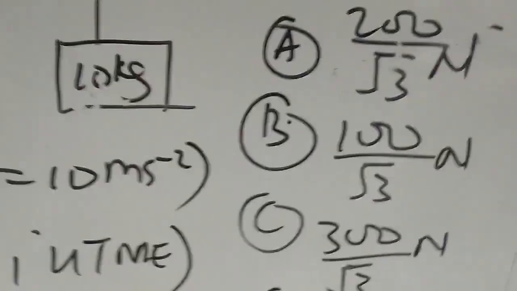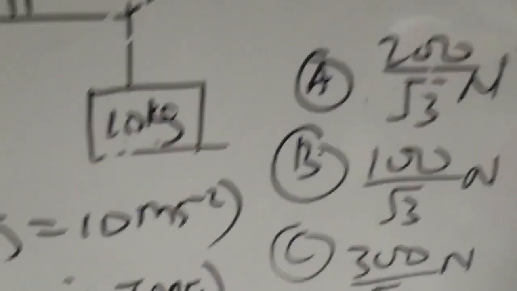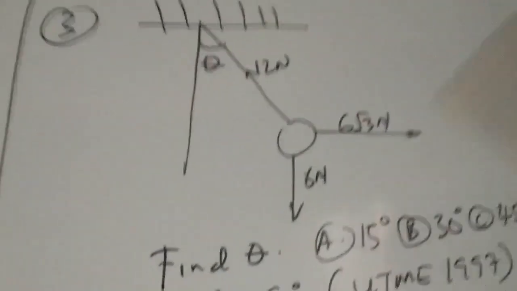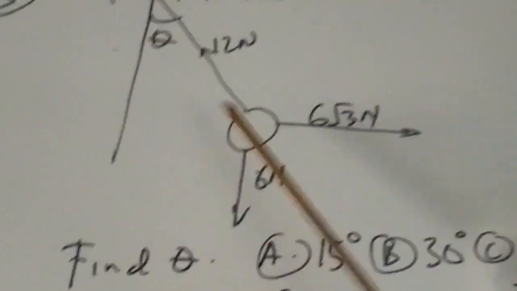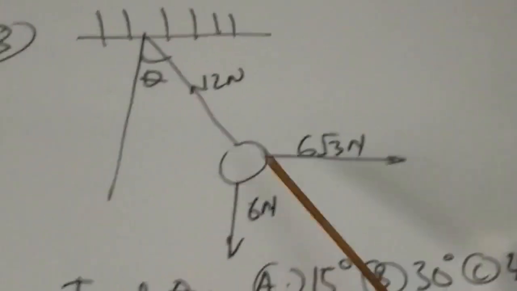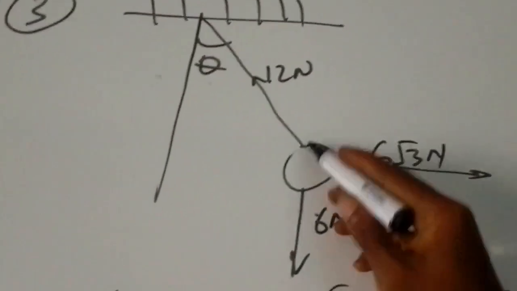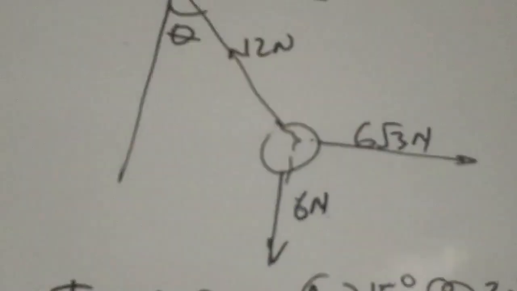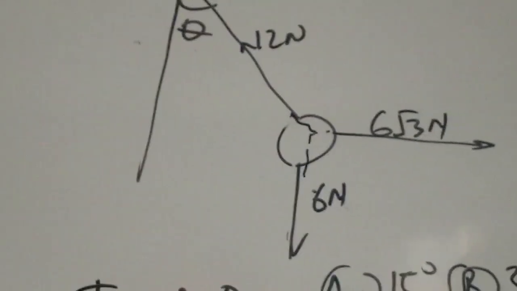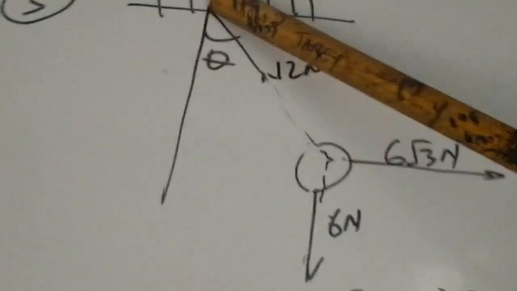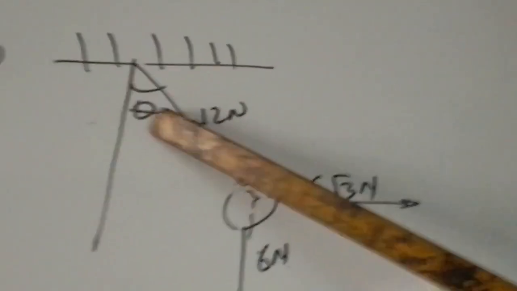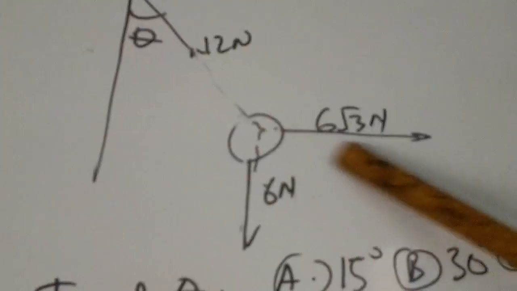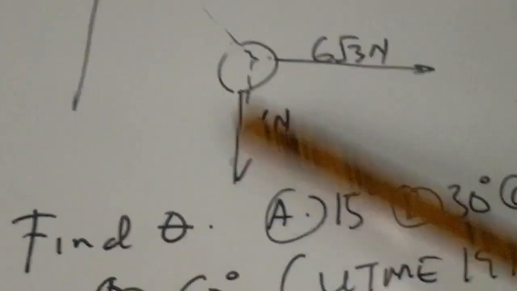Going to the number 3 problem, this is more like the second one we solved just a few minutes ago. We still have a situation of non-parallel forces, their lines of action meeting at a point at the center. We have a weight of 6 Newton acting vertically downwards, a supporting cord to the ceiling, 12 Newton, an angle theta made here, and a horizontal cord pulling this body, 6 root 3 Newton, keeping these two forces in equilibrium.